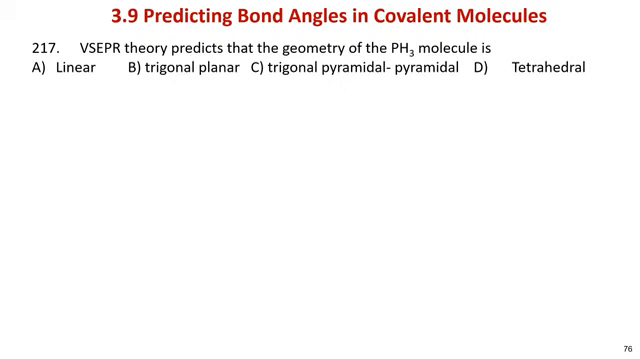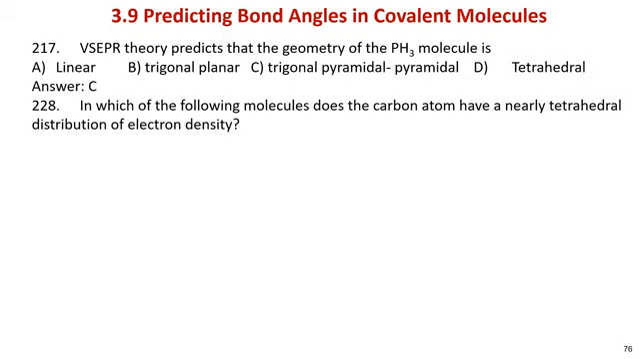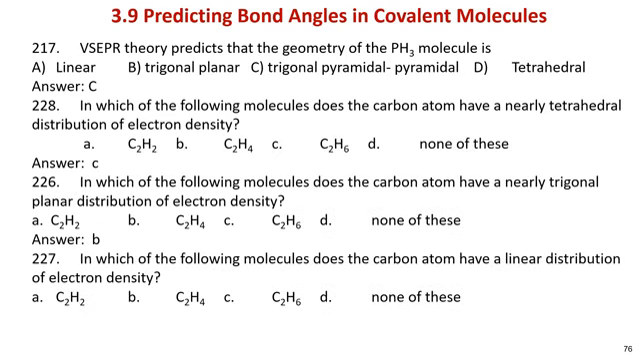Ammonia and PH3 are the same. What is this? Pyramidal. Ammonia is pyramidal or trigonal pyramidal. What bond angle is associated with trigonal planar distribution? 120.